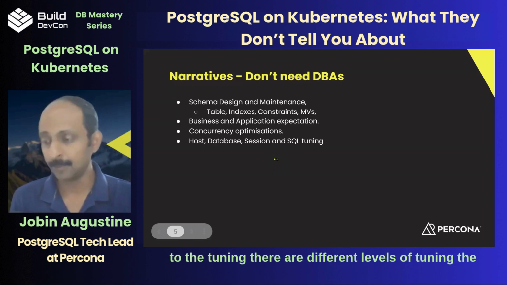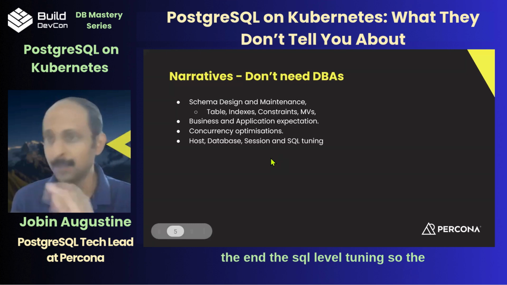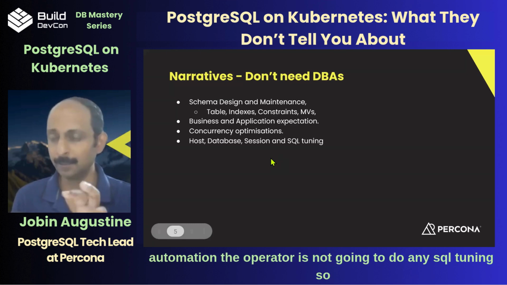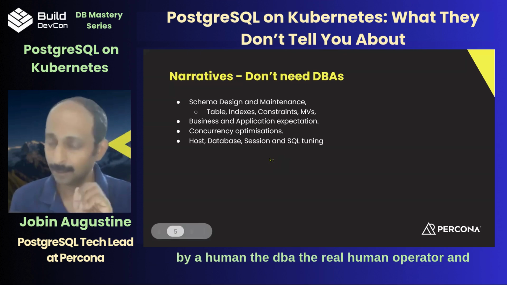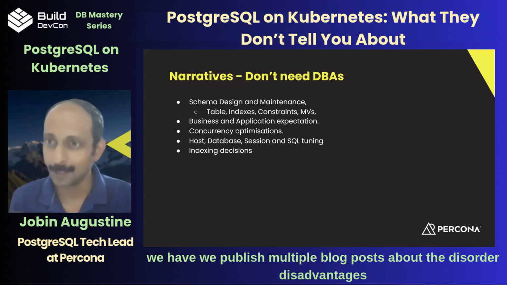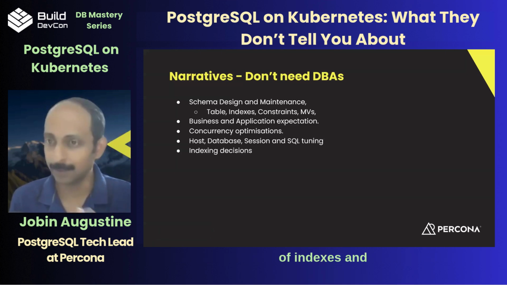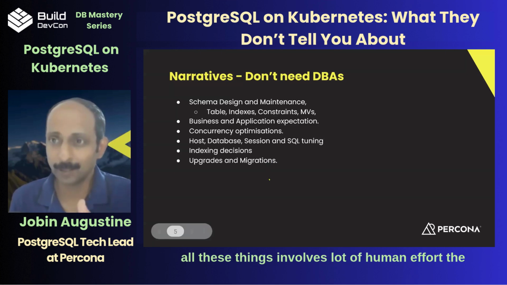Coming to tuning, there are different levels of tuning: host level tuning, database level tuning, session level tuning, and at the end SQL level tuning. The automation, the operator, is not going to do any SQL tuning. That needs to be handled by a human, the DBA, the real human operator. And the indexing decision, whether to have an index or remove all the indexes. We have published multiple blog posts about the disadvantages of indexes and what types of indexes are required. Upgrades and migrations involve a lot of human effort.